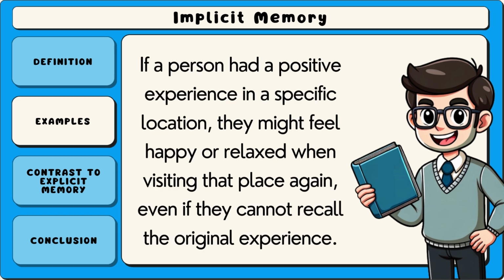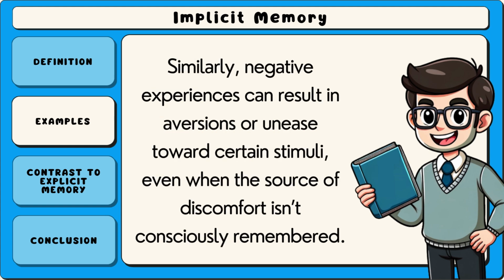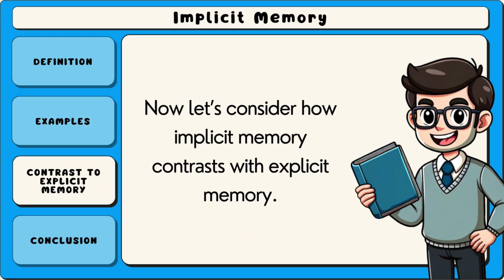Implicit memory also influences emotional responses. If a person had a positive experience in a specific location, they might feel happy or relaxed when visiting that place again, even if they cannot recall the original experience. Similarly, negative experiences can result in aversions or unease towards certain stimuli, even when the source of discomfort isn't consciously remembered.